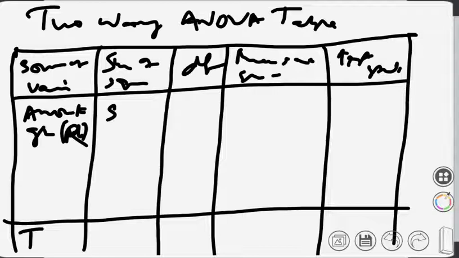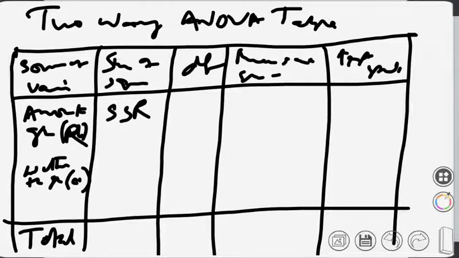SSR, so sum of squares of rows, either it will be among the group, then within the group. Within the group means, for column, I will bracket, I am writing that column, and this is total. So among the group, then within the group.